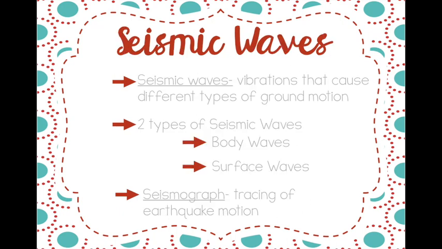Seismic waves, we talked about this. Seismic waves are vibrations that cause different types of ground motion. We measure these in an earthquake. There are two types of seismic waves: body waves and surface waves. We use a seismograph to trace the earthquake motion and to measure these waves.